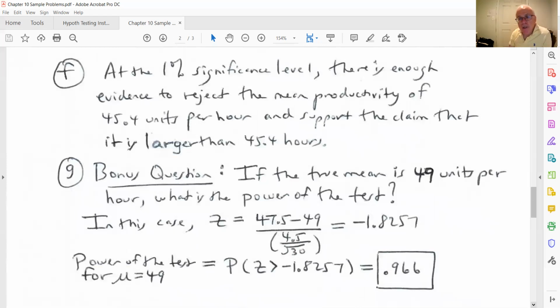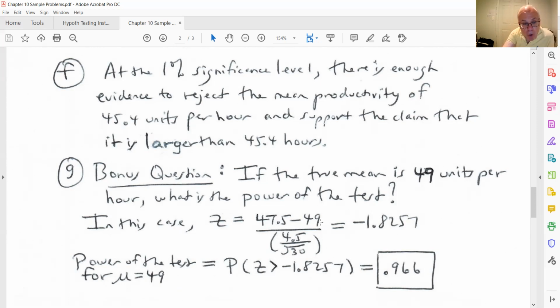So remember, in this case the power of the test is you're rejecting the null hypothesis when the null hypothesis is false. The direction of the symbol in the probability statement for the power of the test is going to be in the same direction as the original alternative hypothesis. So you just plug in 49 instead of 45.4.